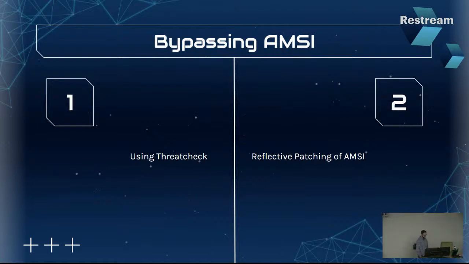So we have two different ways we can bypass AMSI. First one's going to be using ThreatCheck, very similar to how we did with the signature detection. And then the second one's going to be a little bit more advanced, but easily Googleable, and that's reflectively patching AMSI so that it fails, kind of like I mentioned before.